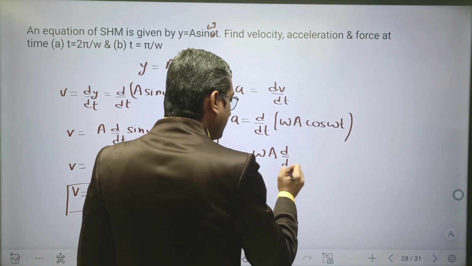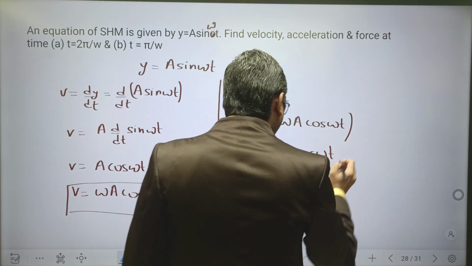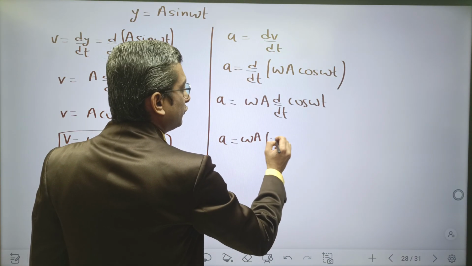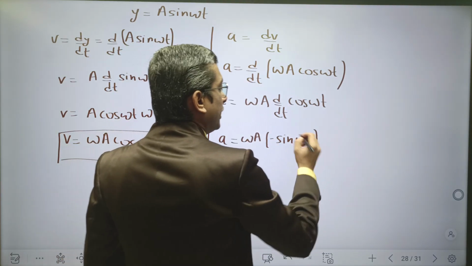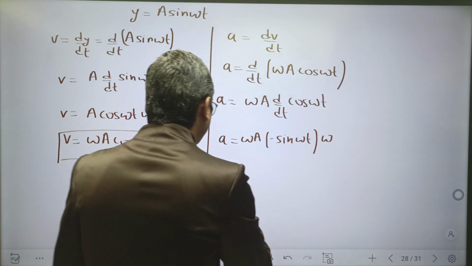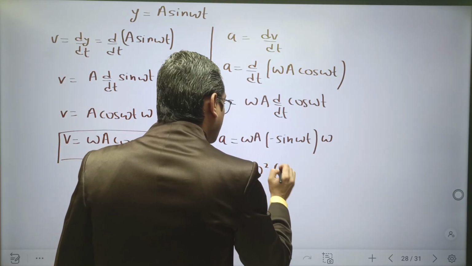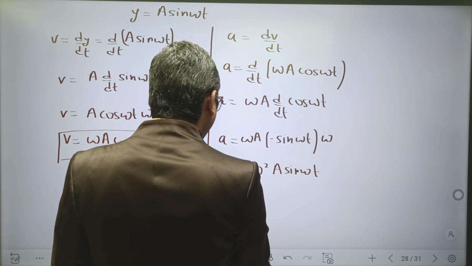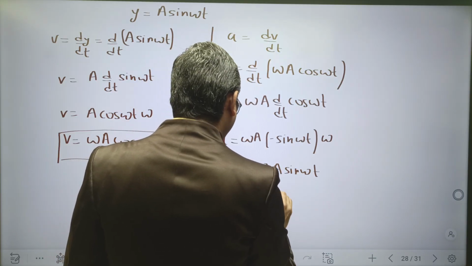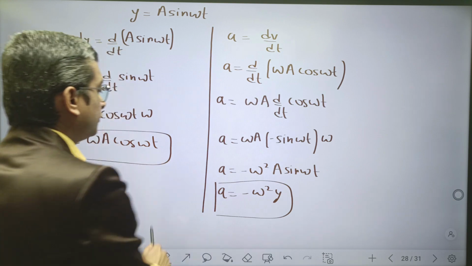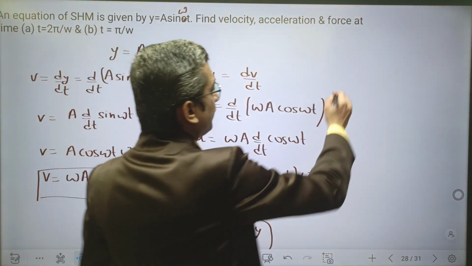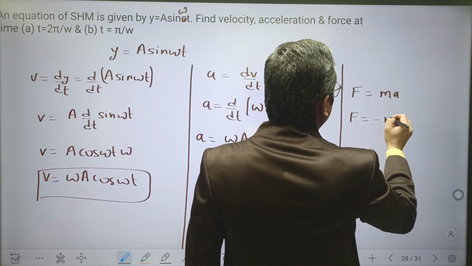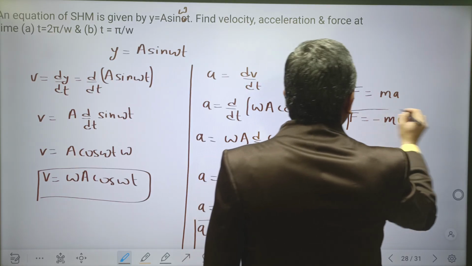So d by dt of cos omega t. Differentiation of cos is minus sine omega t, and the differentiation of omega t is omega. So acceleration is equal to minus omega square a sine omega t. And what is this sine omega t, dear students? This is nothing but y, which is given in the expression. So this is minus omega square y. And the third one you have to find is force. Force is given by mass into acceleration, so this is nothing but minus m omega square y. So this is the expression for force.